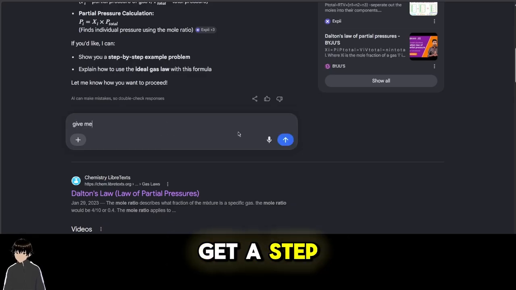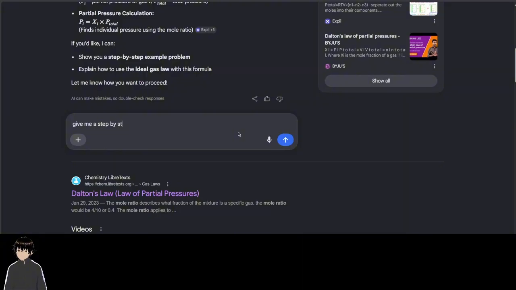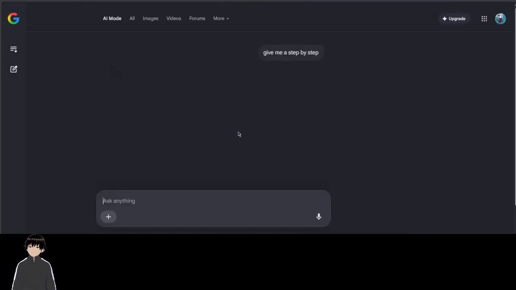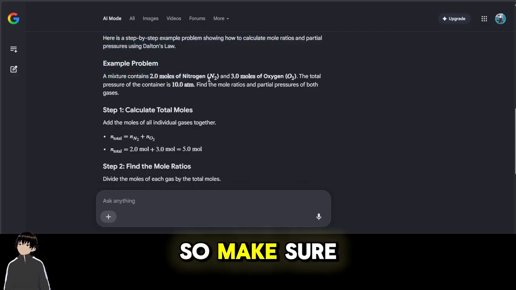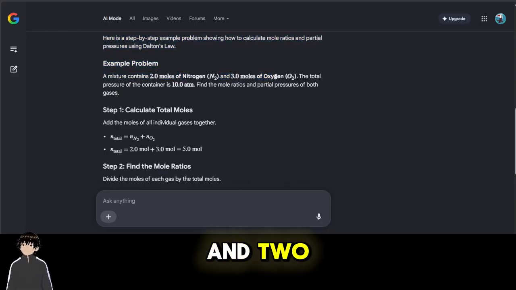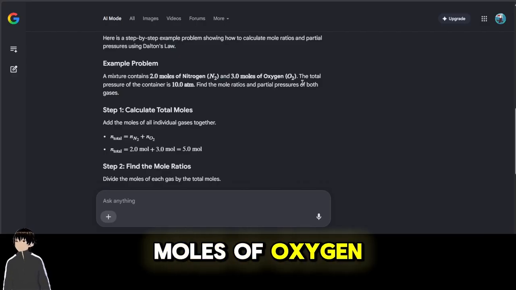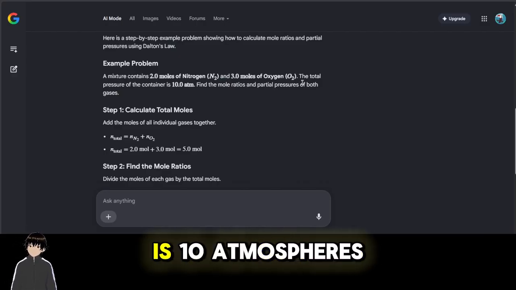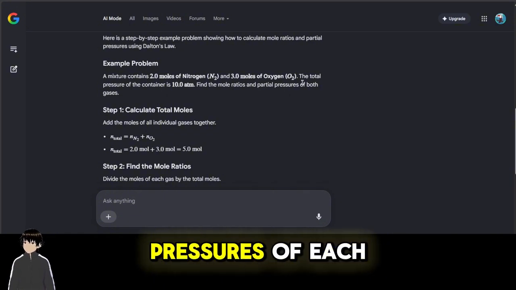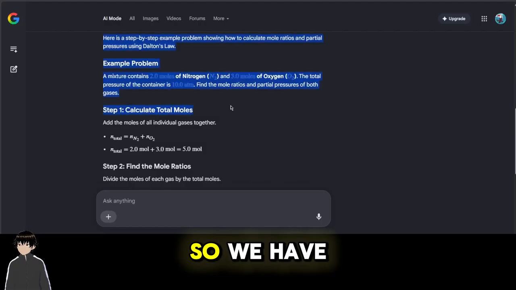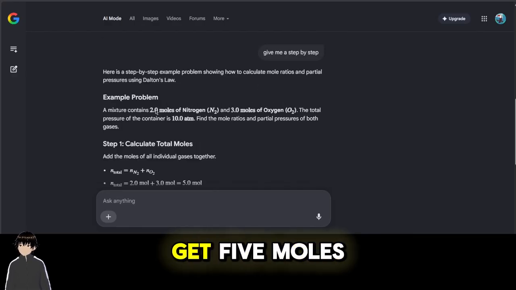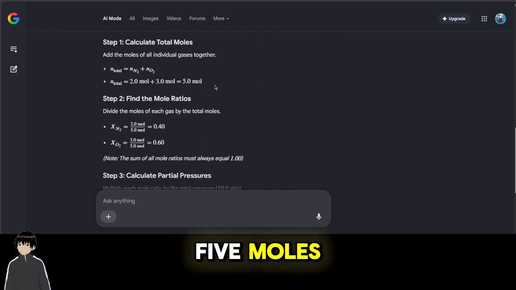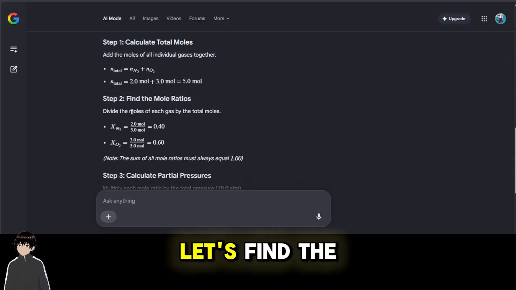So let's go step by step. The mixture contains 2 moles of nitrogen and 3 moles of oxygen, O2. Total pressure of the container is 10 atmospheres. Find the mole ratios and partial pressures of both gases. So we have to calculate total moles. To calculate the total moles, we get 5 moles, because there's 2 moles and 3 moles. Now find the mole ratios.